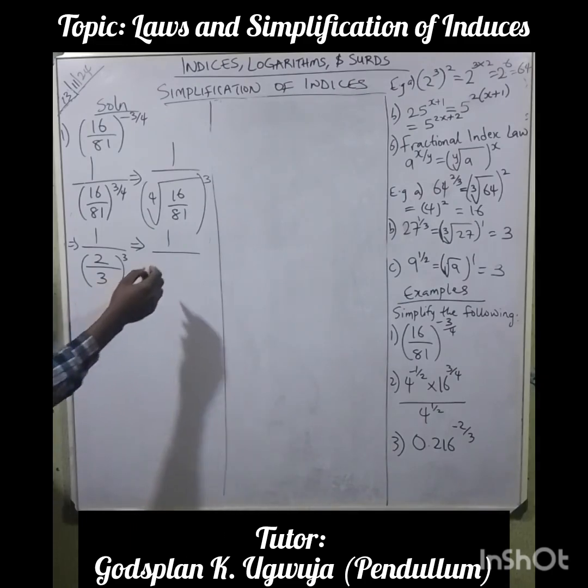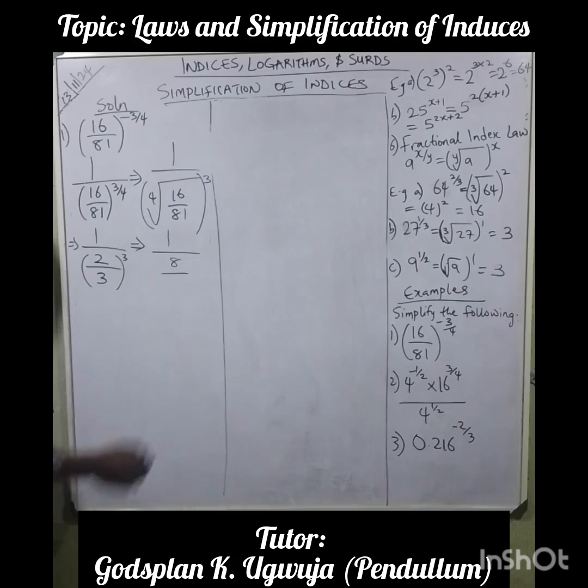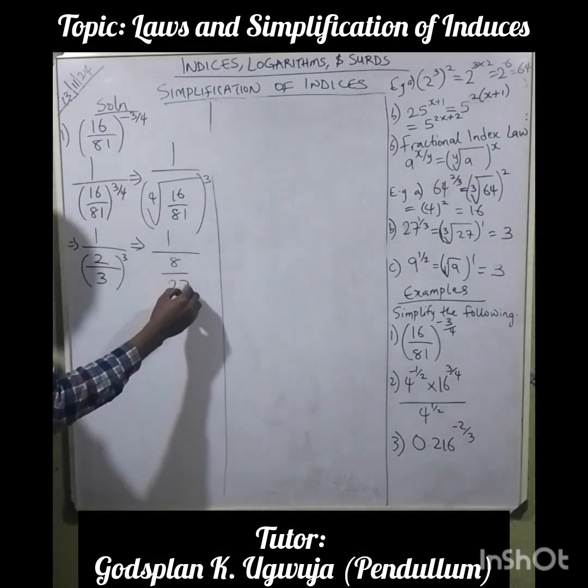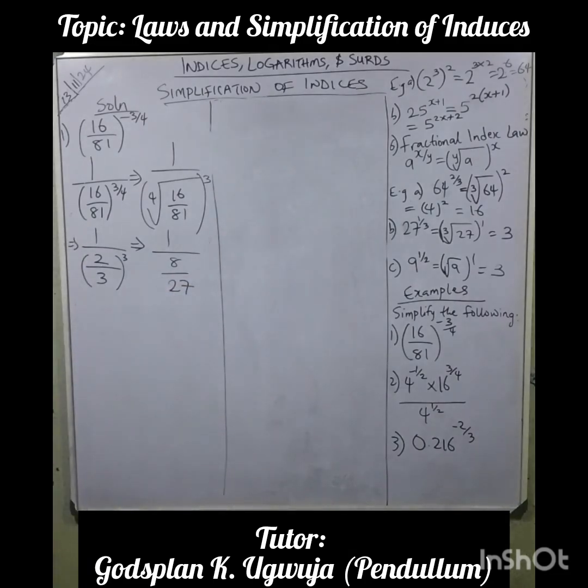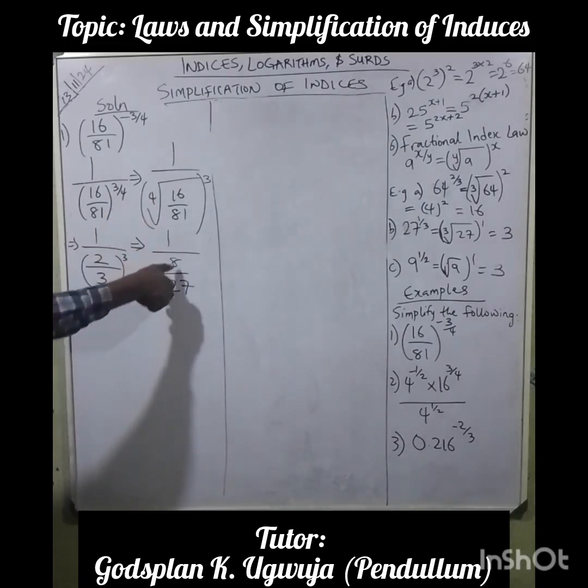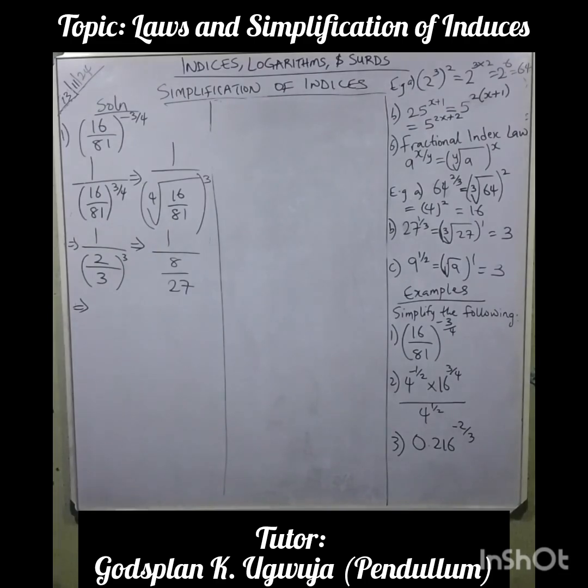2 times 2 is 4 times 2, 8. All over 3 raised to power 3 means 3 times 3, 9 times 3, 27. Okay, then finally, I told you that 1 over means inverse. That means the inverse of this, you're just going to turn this upside down.